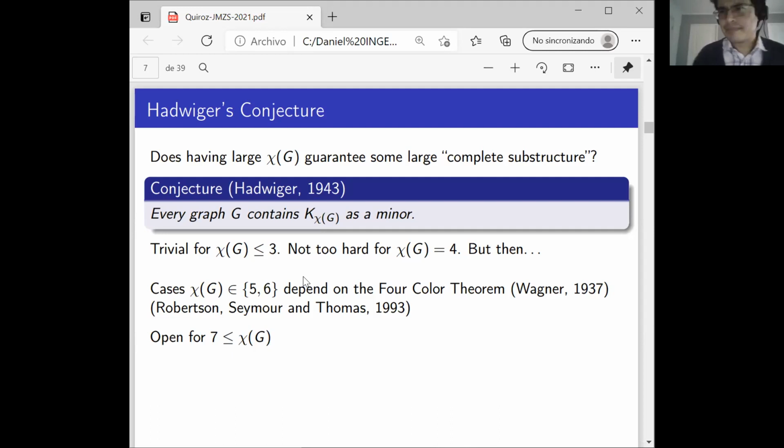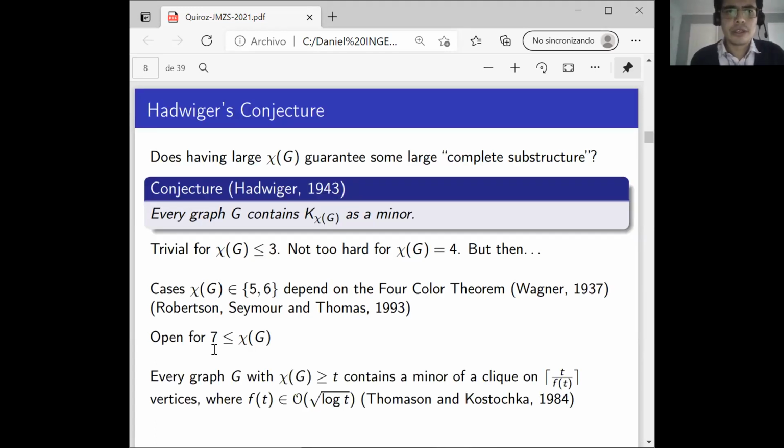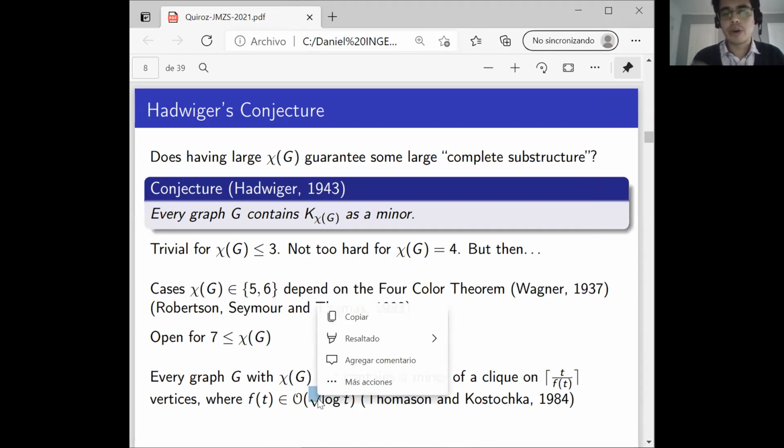But we're asking perhaps a more humble question. Do we have some large complete substructure? And if we talk about minors, then the answer is in some way yes. If we have a graph with chromatic number at least t, then it contains a clique minor on t over f(t) vertices, where f(t) is on the order of square root of log t.